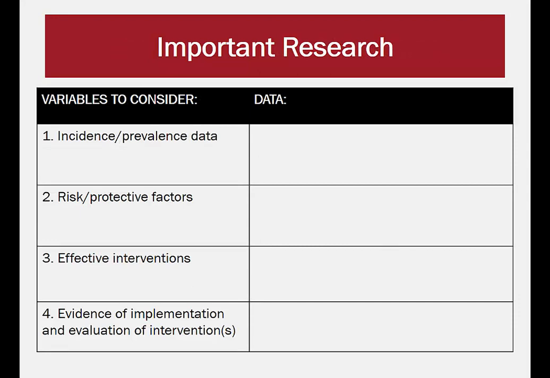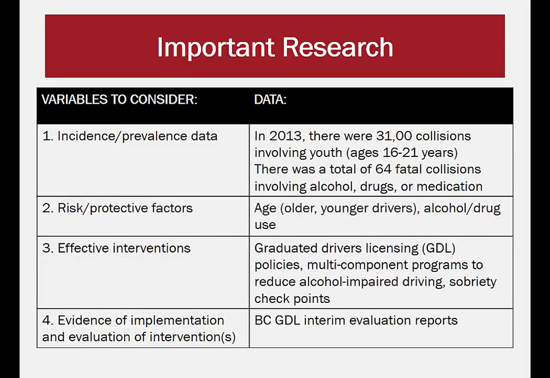These are the important variables to collect data on to discuss with policymakers. This includes data on the risk factors that contribute to the fatal collisions, data on effective interventions that could be implemented to enact change in this case, and finally, evidence around how to implement and evaluate the effective intervention chosen. Take a few minutes to choose one of these data elements and write down the specific data for that variable.